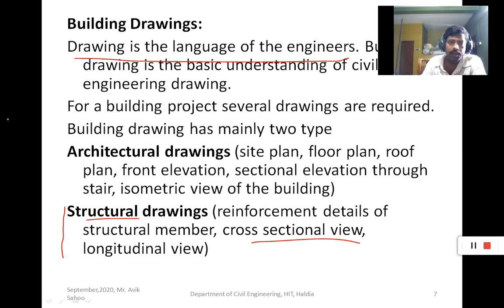So building drawing has two types. One is the architectural drawing, which consists of site plan, floor plan, roof plan, whereas the structural drawing consists of reinforcement details of structural members, cross sectional view and longitudinal view.